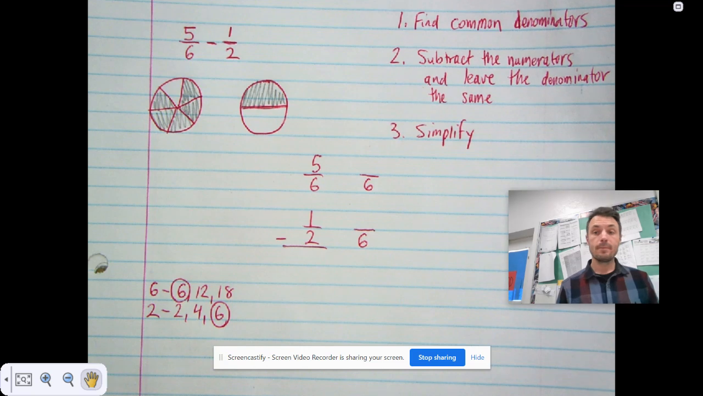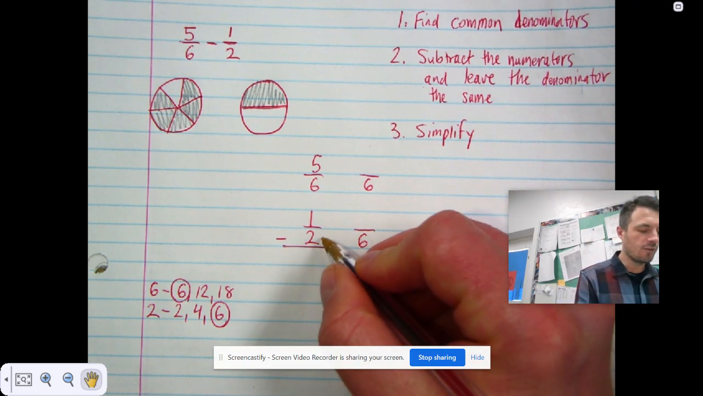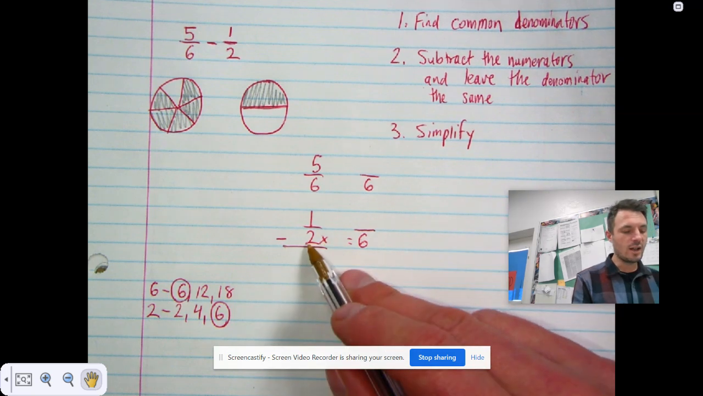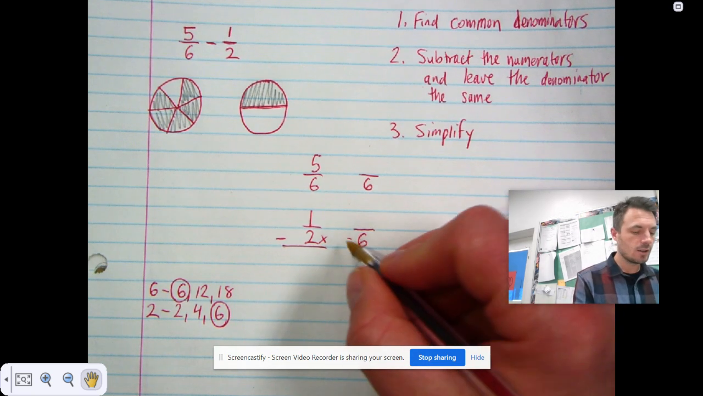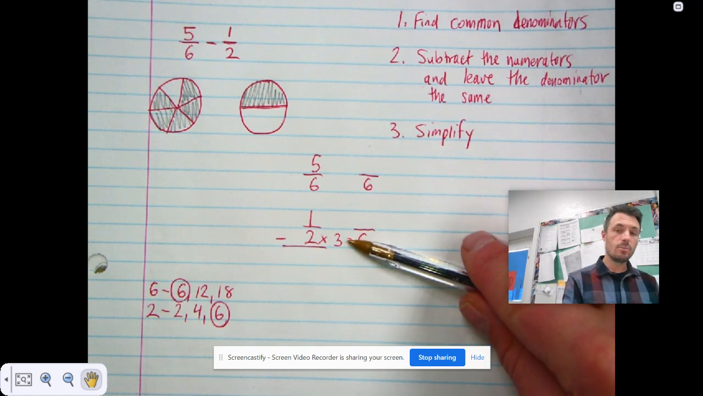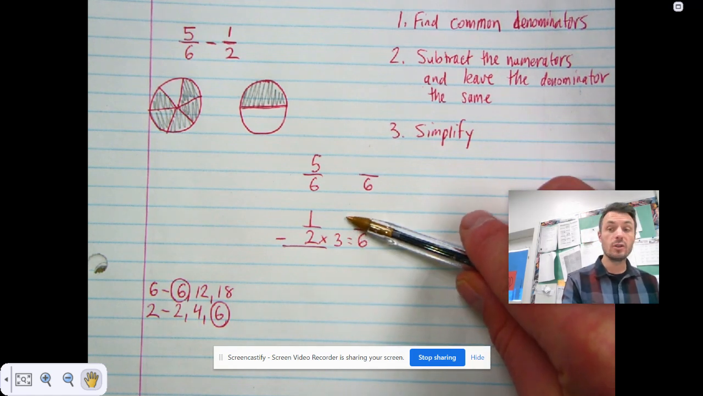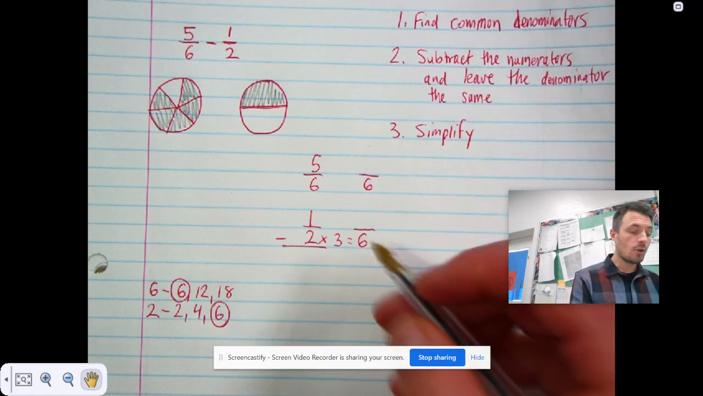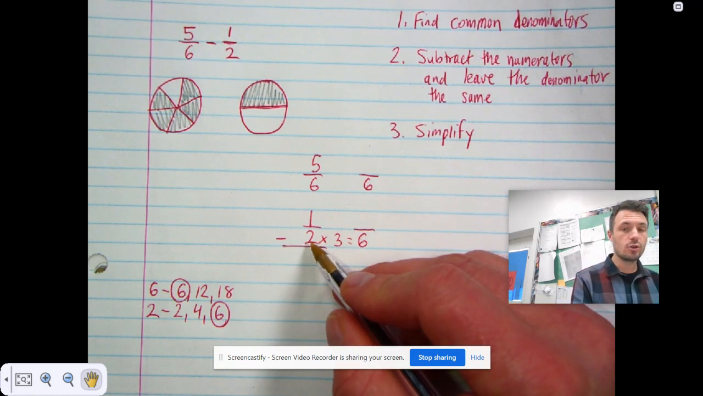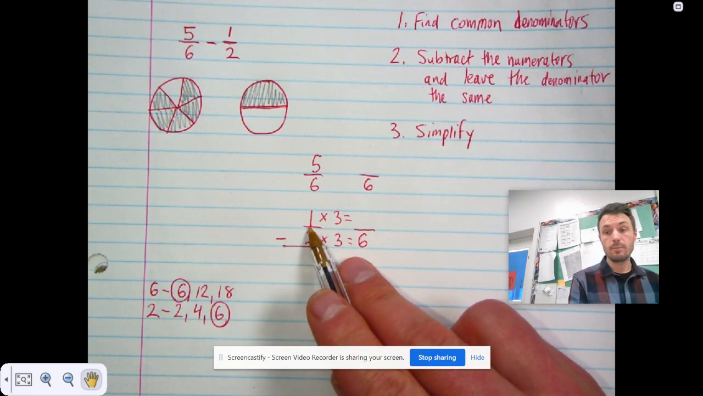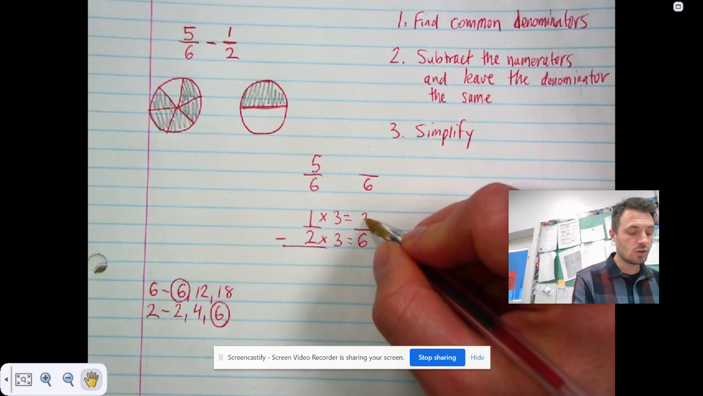And how do I do that? I do it by multiplying from my old denominator to my new denominator. So I think, what times 2 equals 6? 2 times 3 equals 6. And then whatever I do to the bottom, I have to do to the top because I'm making an equivalent fraction. So I multiplied 3 by my denominator 2. Now I have to multiply 3 by my numerator 1. And 1 times 3 is 3.